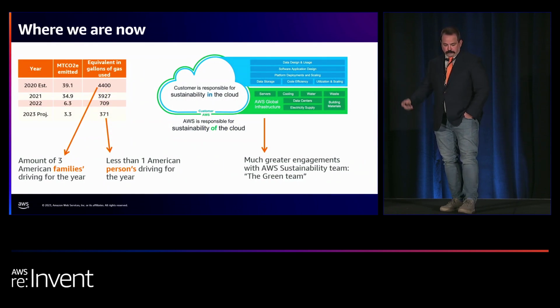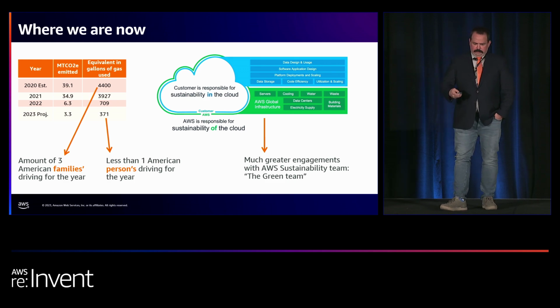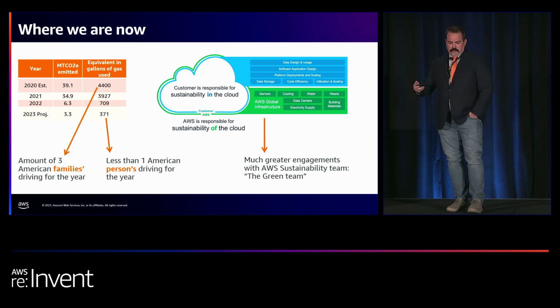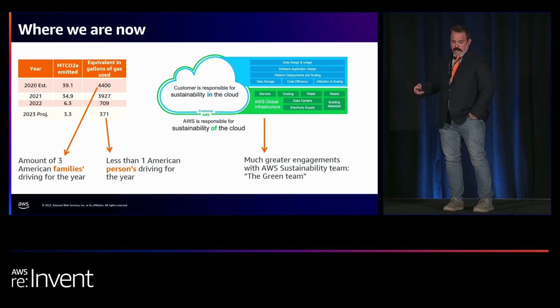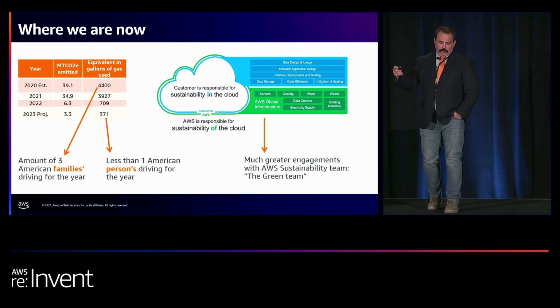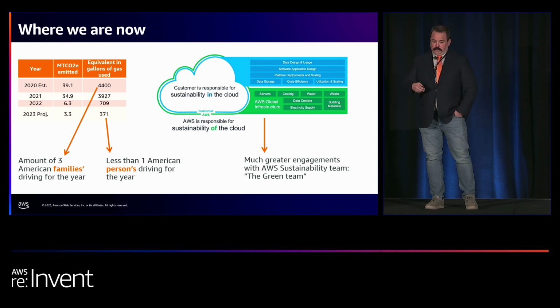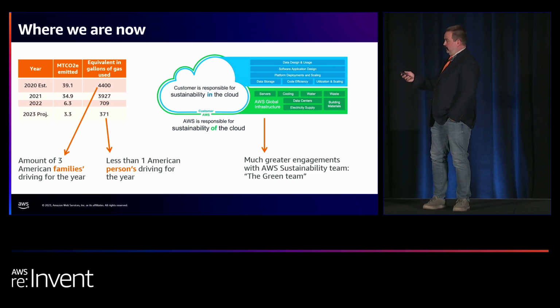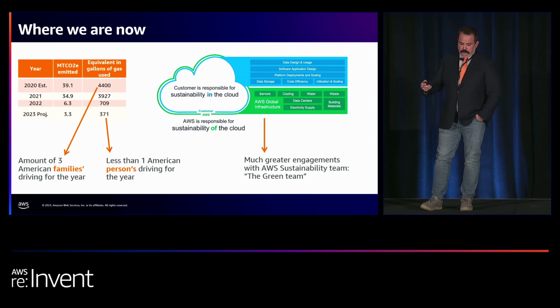So where are we now? You can see here in 2020, our estimated carbon emissions were 39.1 metric tons, which I tried to equate to gas because I feel like people can conceive that better. We started in 2020 at roughly 4,400 gallons of gas used across our cloud, and we've had a 91% reduction of that into 2023 just by implementing what I've just talked about. That essentially took us from a full family of 3 American families' worth of driving to 1 American person's worth of driving, which was incredible.